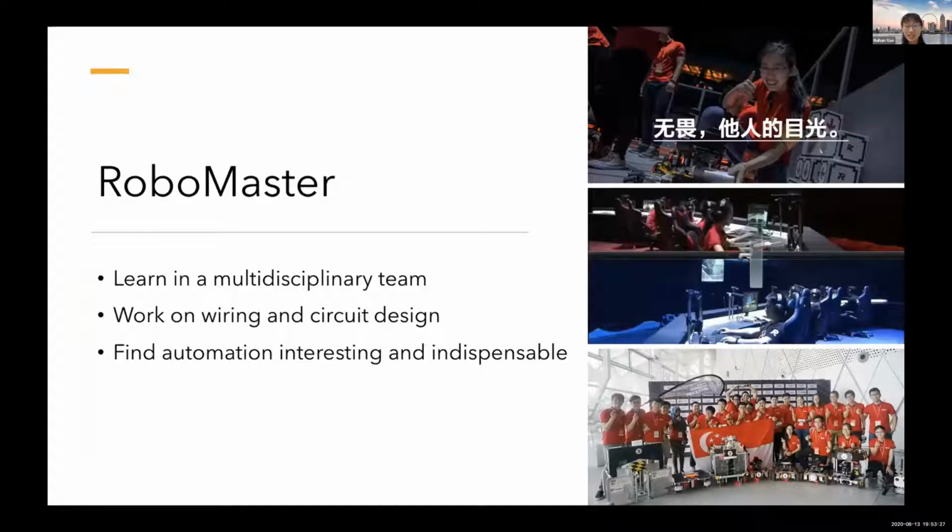At that time, I worked on wiring and more on the electrical part, like the PCB design and circuit wiring. But during the competition, I noticed how automation brings the competition up a level. For example, if you know how to do auto tracking and auto shooting, you can target the enemy very fast and shoot very accurately, which is hard for a human operator to do. But if you are a gamer, then that's another story.